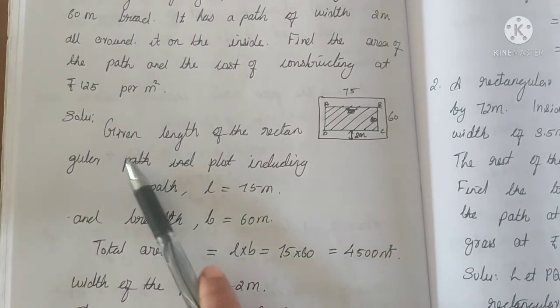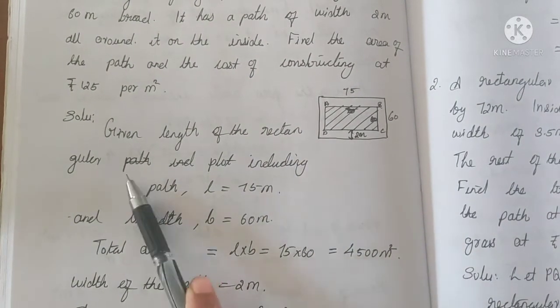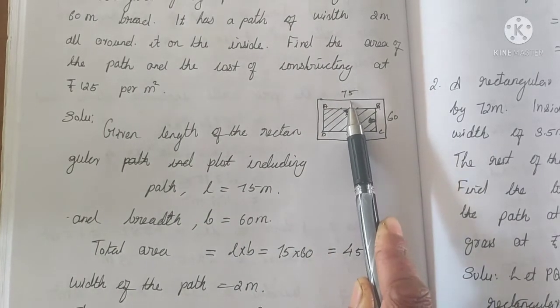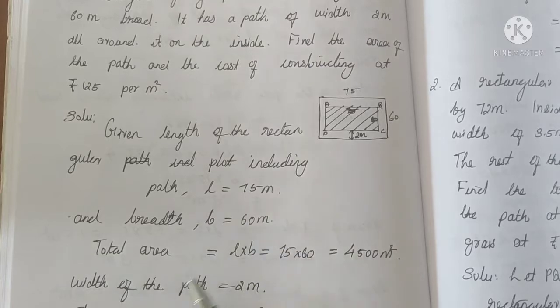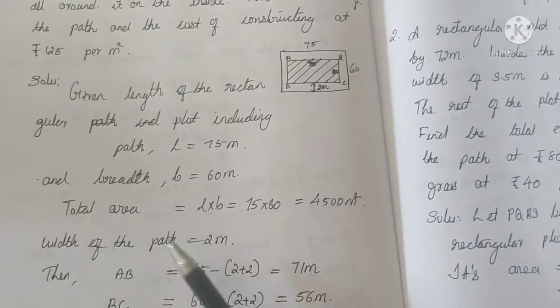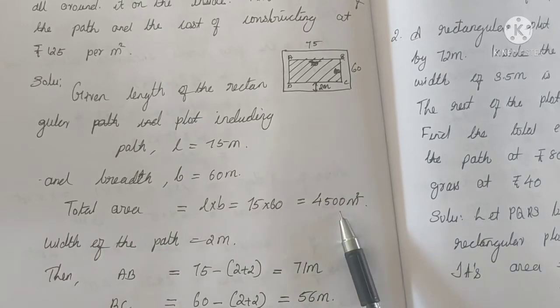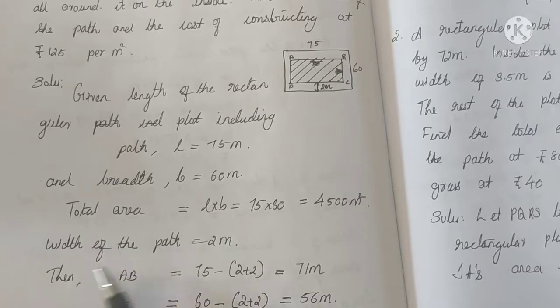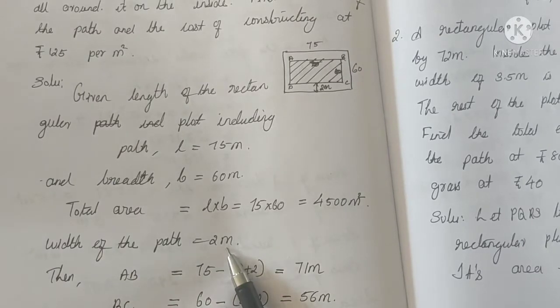Let's see. Given the length of the rectangular plot including the path, that is the total length, is 75 meter, and breadth is 60 meter. So the total area of the rectangular plot is equal to length into breadth, that is 75 into 60, which is equal to 4500 meter square. Width of the path is equal to 2 meter.